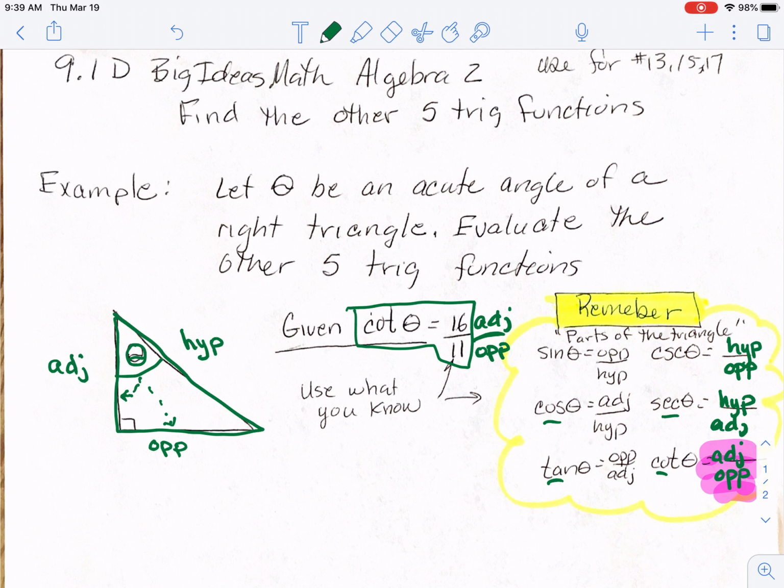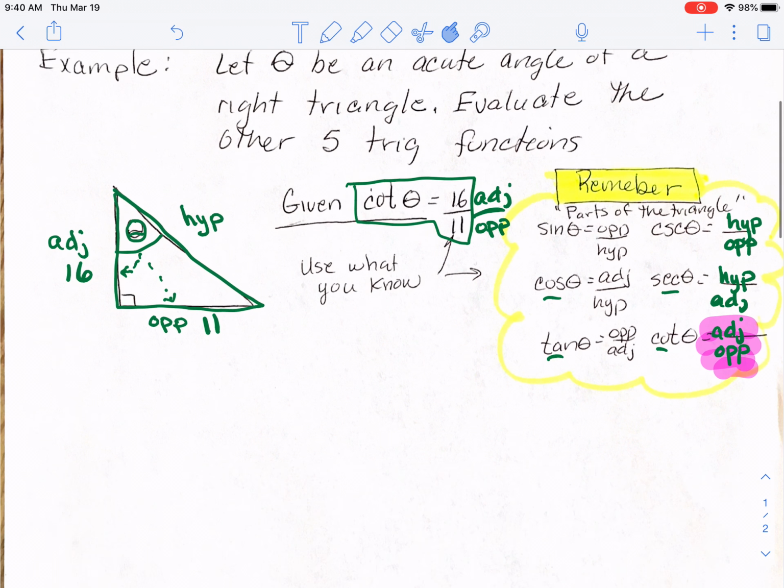We know hypotenuse is always across from the 90, so I'm going to put a HYP on the hypotenuse side. Now I'm going to take the numbers I know. The adjacent side is 16, so I'm going to put a 16 next to where I wrote adjacent, and opposite is 11, so I'm going to put 11 right on my diagram. So then I'm going to set myself up to solve the problem.